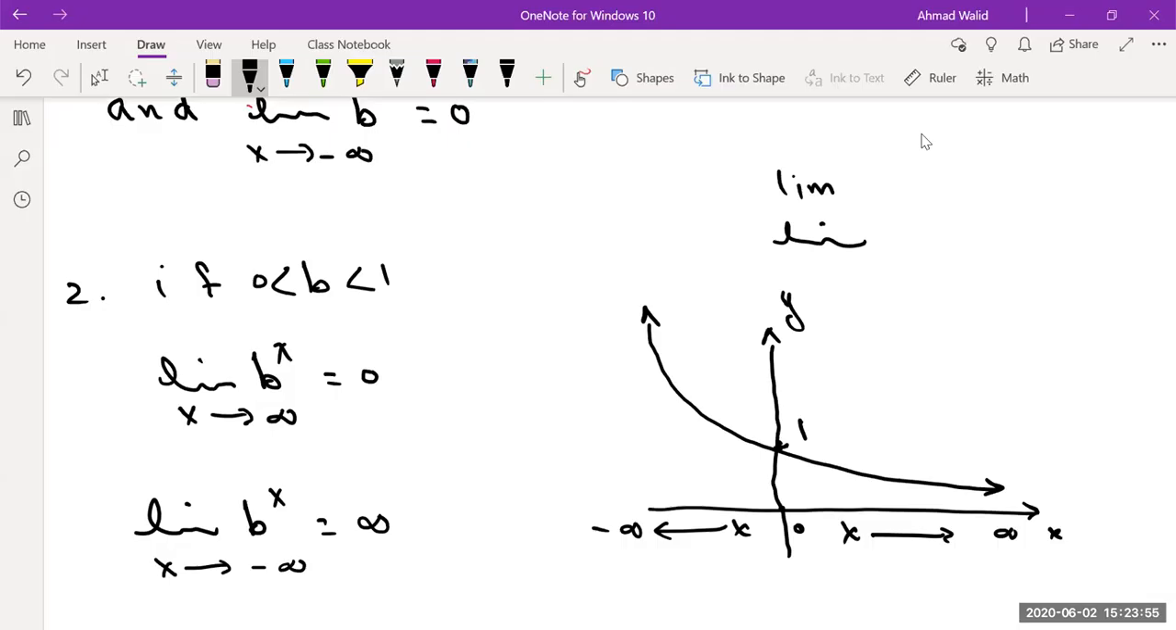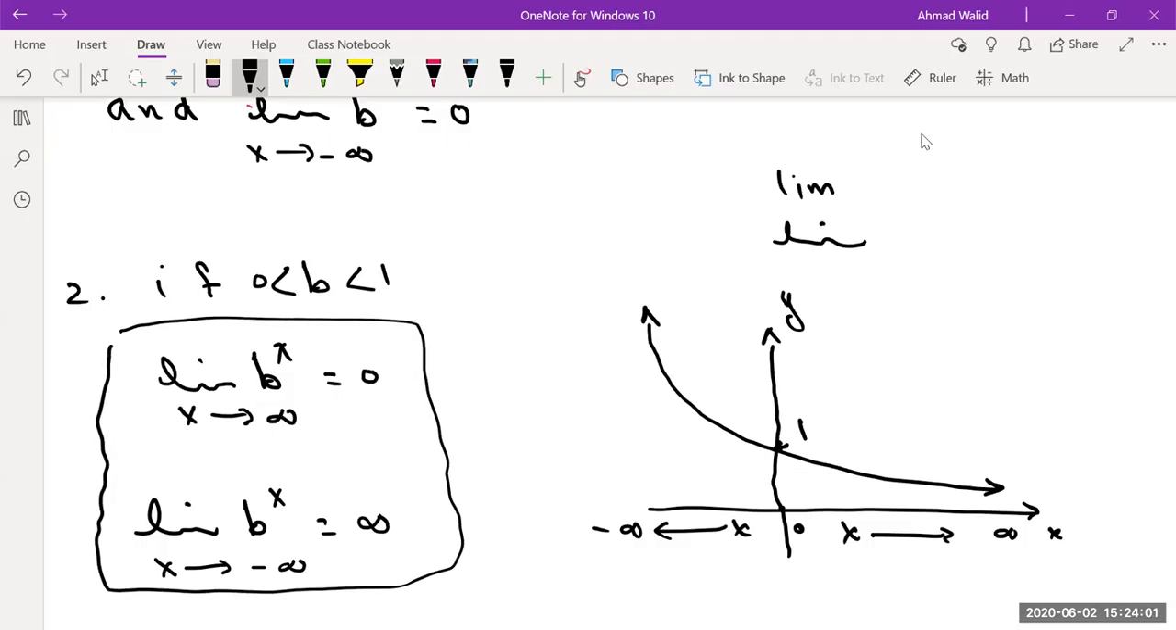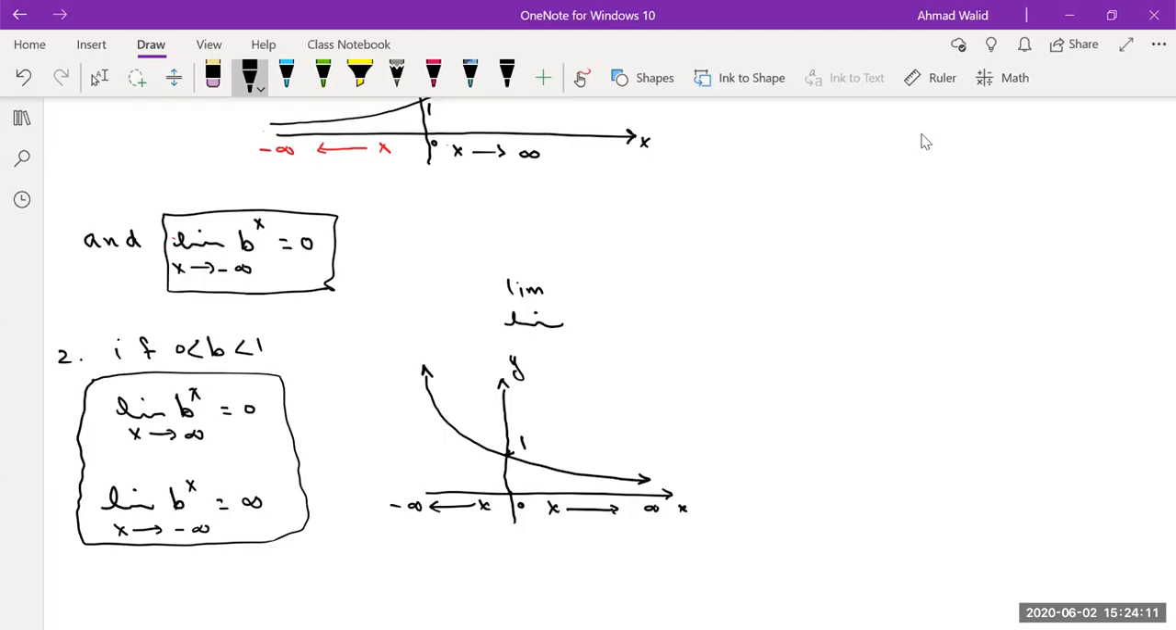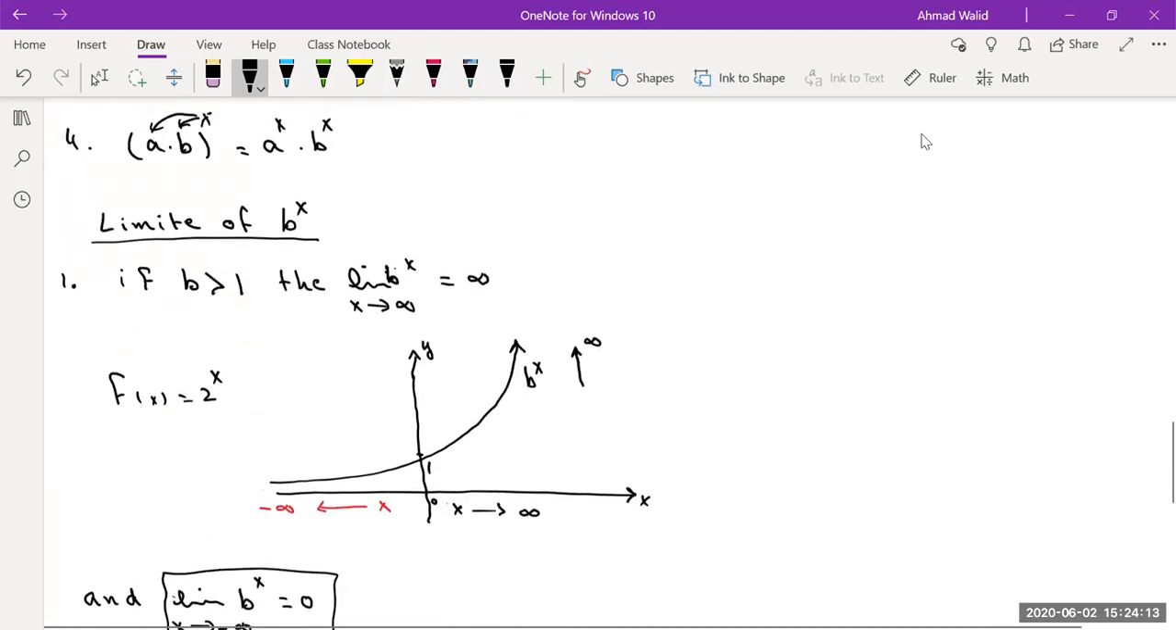Right? Two more rules. These are really important. When you deal with limit problems of exponential functions, you have to remember these rules, correct? Which I put 4 of them for you: 1, 2, 3, 4.